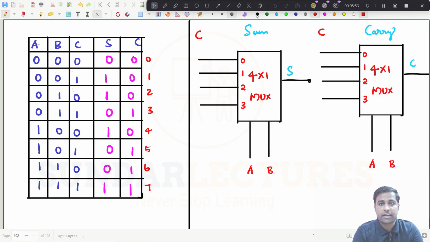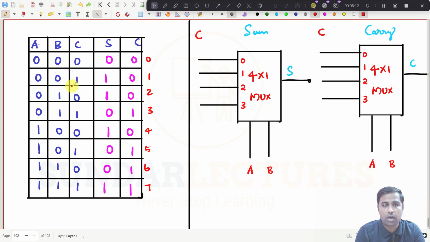Now you listen here. So I have taken this one. This is the truth table of the full adder, and I have drawn sum separately and carry separately with a 4 cross 1 multiplexer. And what you need to do, AB is common. AB is common, and you have to compare the C now. So I have already told you, right? So how to do this one.